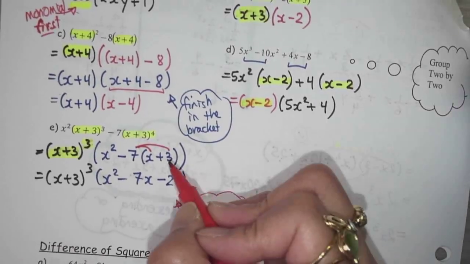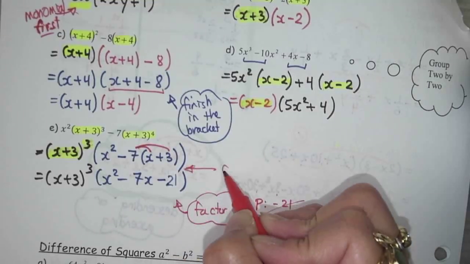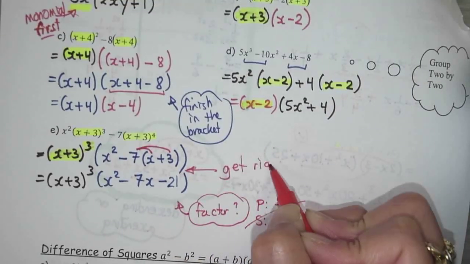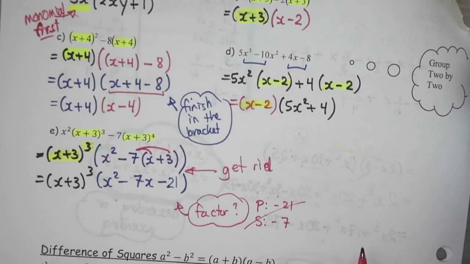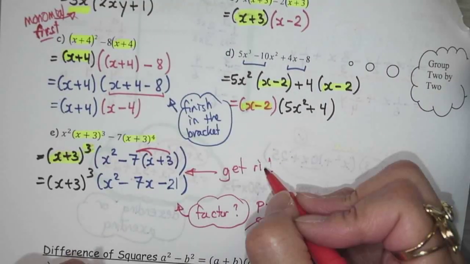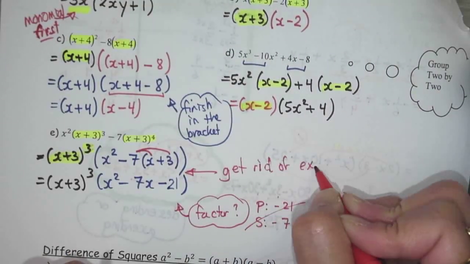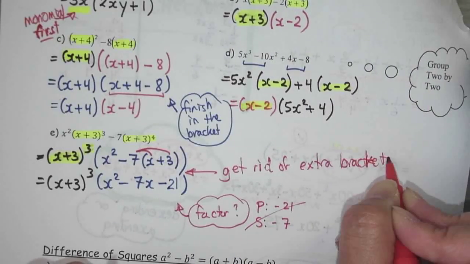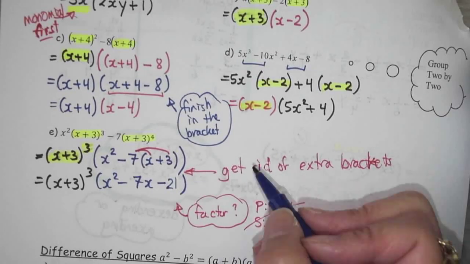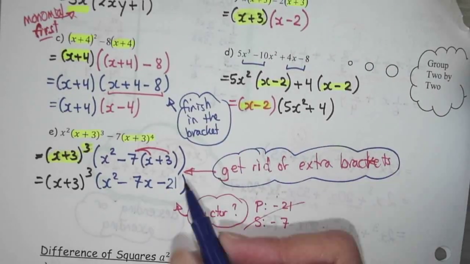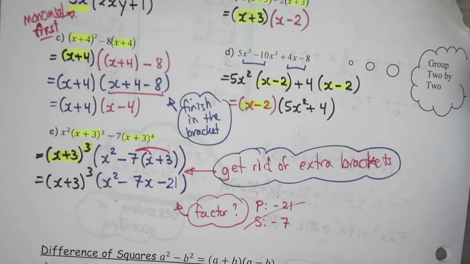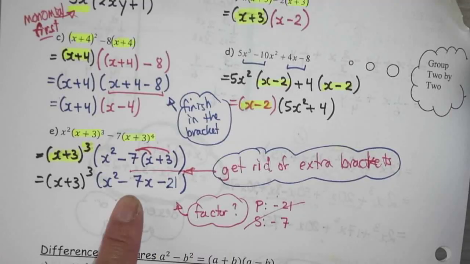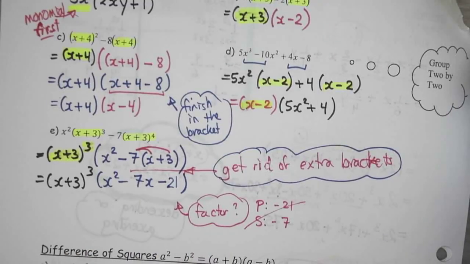So you stop there. I want you to get rid of the extra brackets, please, whenever possible, right here in this step. And then you look to see if it is a trinomial, if you can factor it again, or if there's a common factor. I can't factor it anymore, so you're done.